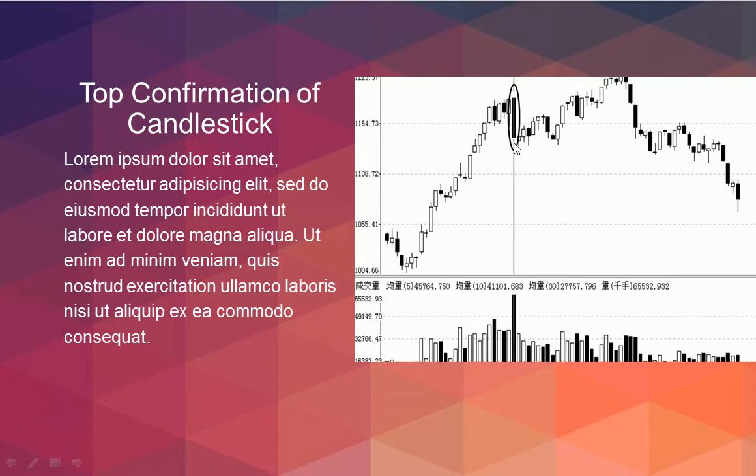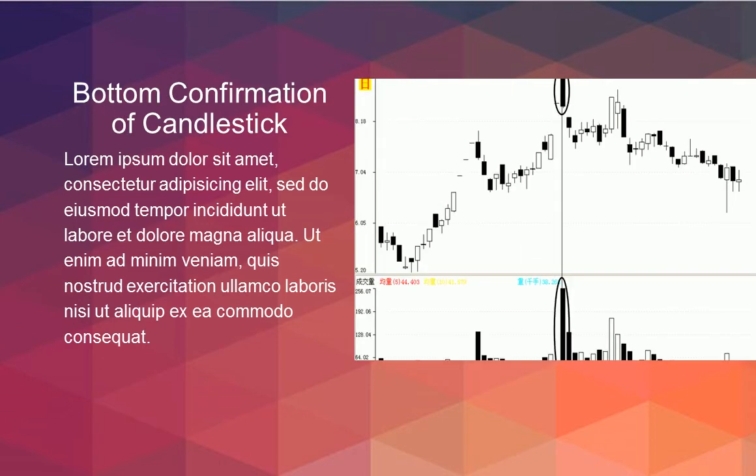So if on another day the price can rebound to the close price of the bearish candlestick, here is the selling point. Okay, so you should prepare to sell. So this is the first one. The next sell point is here. When you see the price can rebound half of the candlestick, you should sell. Two sell points. Okay, so this is the top confirmation.